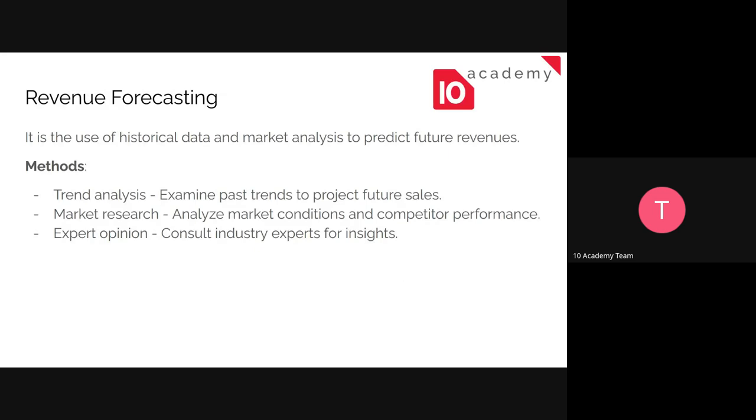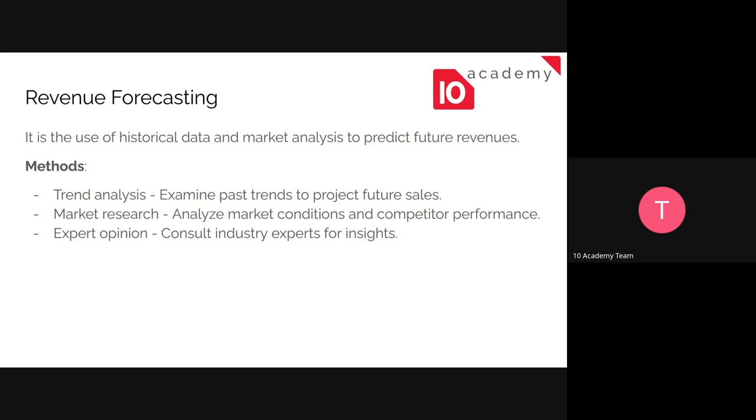So we're going to be going through them deeply. The first one is revenue forecasting, which is forecasting the sales, the income that's going to be generated from sales, or from other income sources. So how are we going to forecast this? The first and the best way to do this is to go through historical data of the company, and just use that to predict the future.